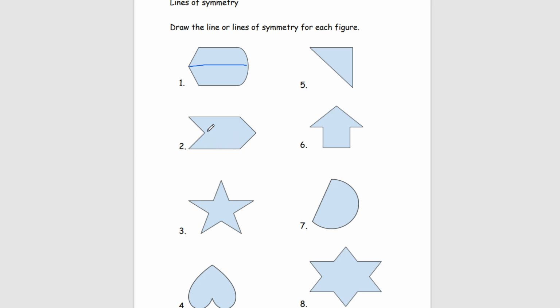For number 2, we can do the same thing. Draw it down this middle. We can see that these sides are not going to be the same. However, if we do it from this one right here, we can see that these sides are the same. So that's our line of symmetry. For a star, there's actually only one line of symmetry you can draw, and that's straight down the middle, which evenly splits the star into two.